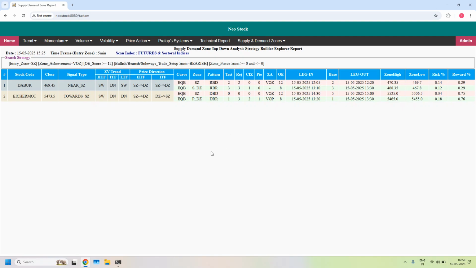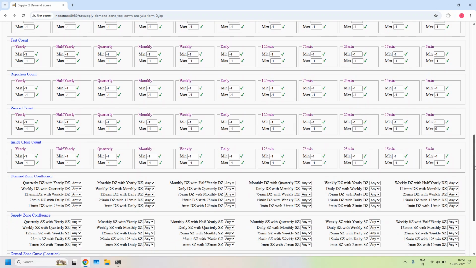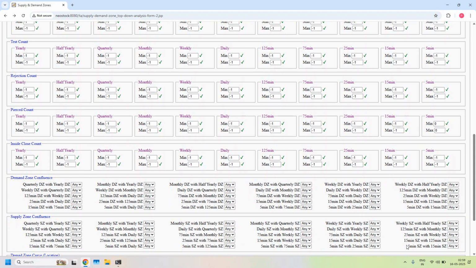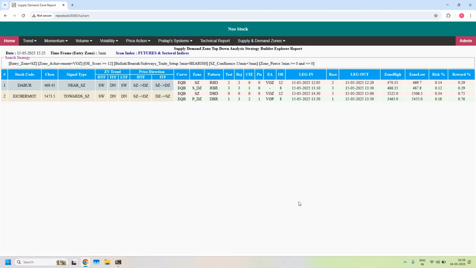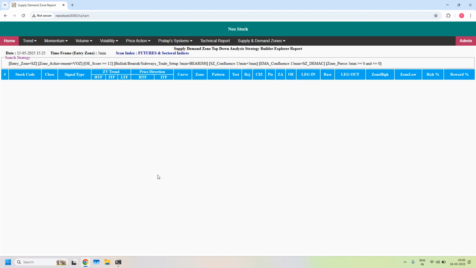Let's verify, out of these 2, the high probability trade setup zones based on zone confluence. So first filter is 5 minutes and 15 minutes supply zone confluence. I am enabling the filter. Both are filtered. That means both these 5-minute supply zones overlapped with 15-minute supply zone. But 15 minutes trend is a downtrend. Now let me verify EMA confluence on 15 minutes. So 15-minute supply zone with daily EMA confluence. We don't have any stocks.